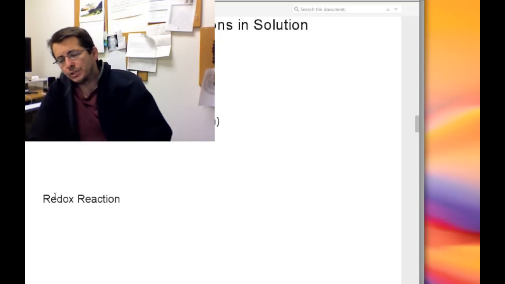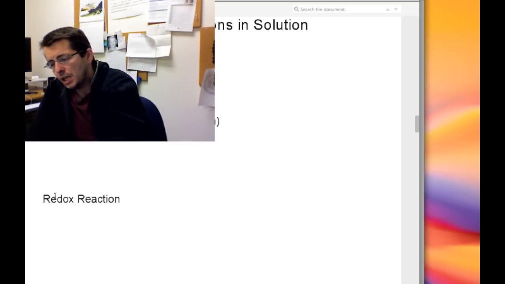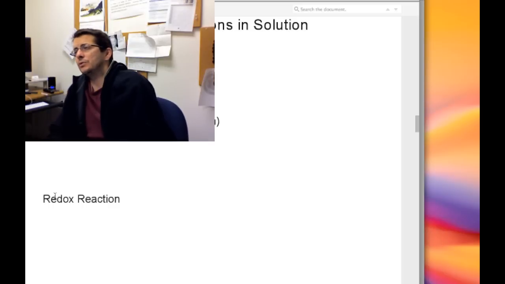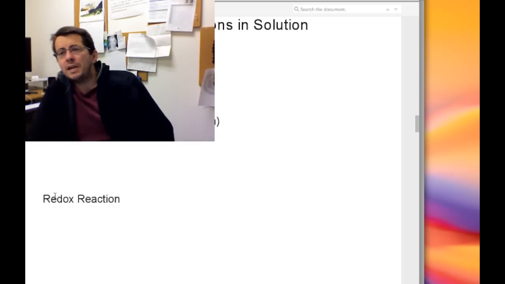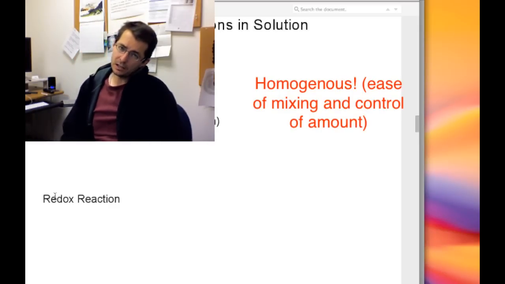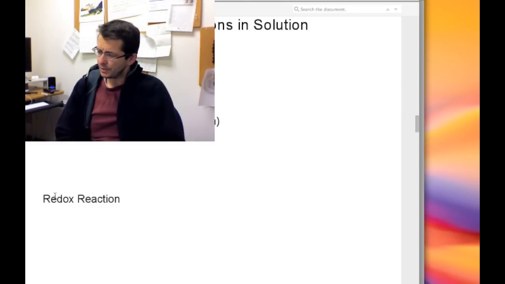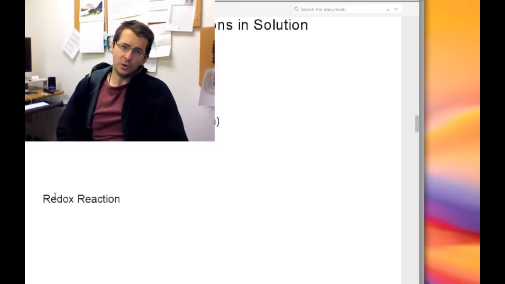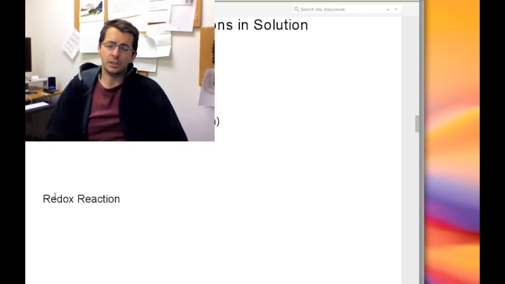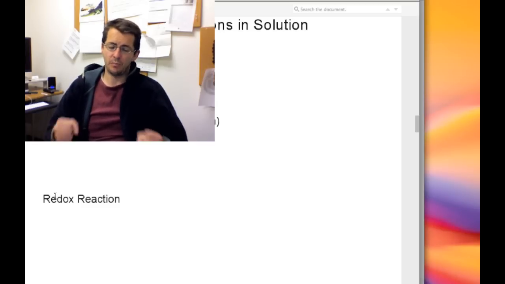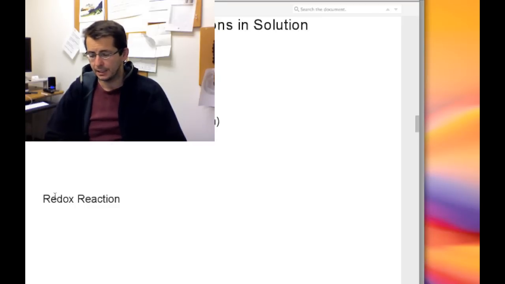Why do we bother with solutions at all? Well, there's a couple reasons. There's a couple benefits to solutions. One of the major benefits for dealing with solution is that they are homogeneous, and so it allows for very rapid mixing of components. Solid-solid reactions are notoriously slow. But in solution, we can make things go much faster. We can bring things into contact much more readily. So solutions have that benefit of rapid mixing and faster reactions.